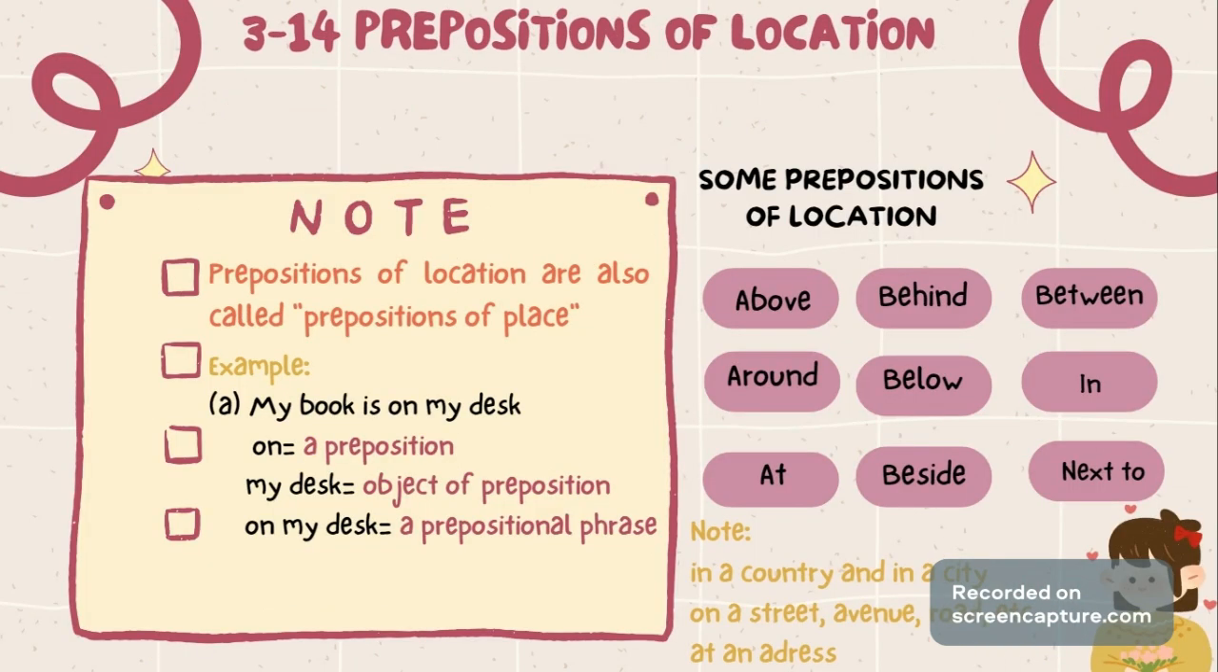Next, prepositions of location. Prepositions of location are also called prepositions of place. Example: my book is on my desk. So on is a preposition, my desk is the object of the preposition, and on my desk is a prepositional phrase. Some prepositions of location are: above, behind, between, around, below, in, on, beside, and next to. In a country and in a city, on a street, avenue, road, at an address.